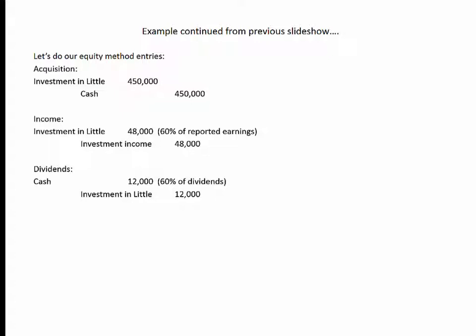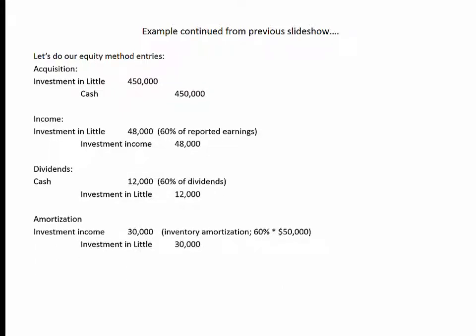Dividends, they paid $20,000 in dividends. We own 60% of their stock, so we get 60% of the $20,000. And then amortization. Again, it's always going to be income, dividends, amortization. For the amortization, we've got two things going on. First, we have the amortization related to the inventory. Again, inventory was undervalued by $50,000.